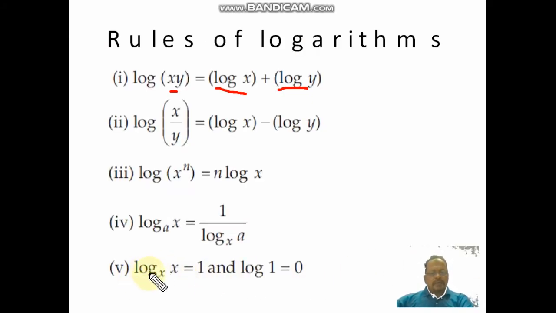And lastly, the very simple basic rules of logarithms: log of x to the base x is equal to 1 and log of 1 to any base is equal to 0.